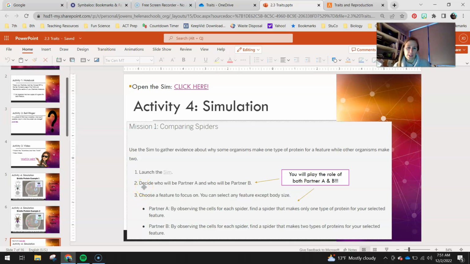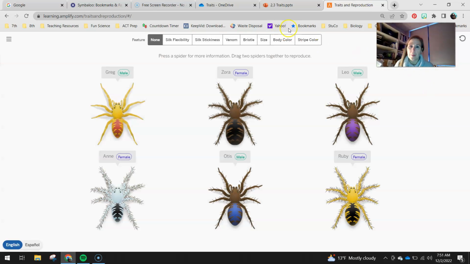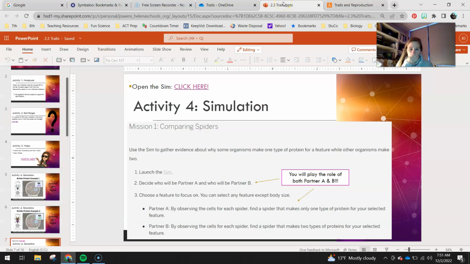So choose a feature to focus on. You can select any feature except body size. Body size is on there, but it is out of the question, so don't use body size. And then you will work through partner A and partner B. So partner A, by observing the cells for each spider, find a spider that makes only 1 type of protein. So your first goal is to find 1 spider that just makes 1 type of protein.